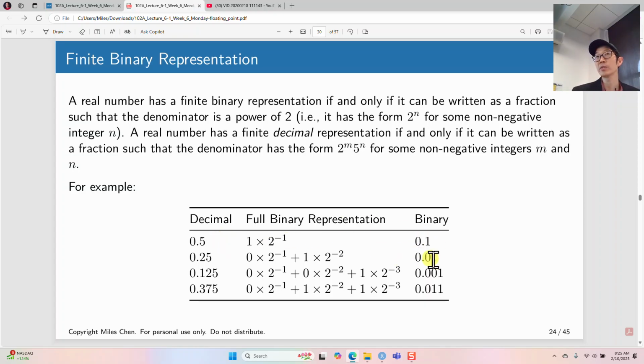1/4 is 0.01, okay? And 1/8 is 0.001, okay? That's 1/8, because that's 2 to the negative third over here. And so this number right here is the equivalent of 3/8. 3/8 would be 1/4 and 1/8. So 0.011 is how we would represent 3/8 in binary. Okay, is that okay?